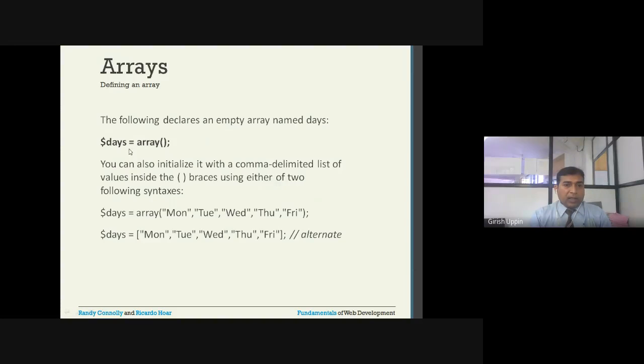So this is the declaration, how arrays are declared in PHP. We will not specify any data type. $days is the variable name given for the array. $days is equal to array, and with the empty brackets, it will create an array. You can also initialize it with a comma delimited list of values inside the brackets, using either of the two following syntaxes.